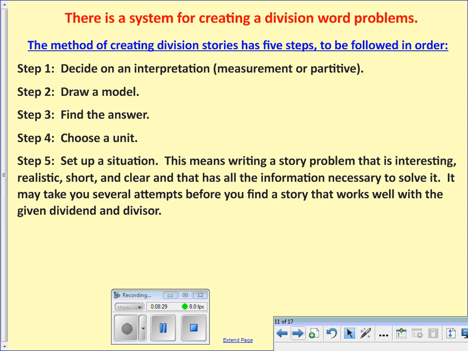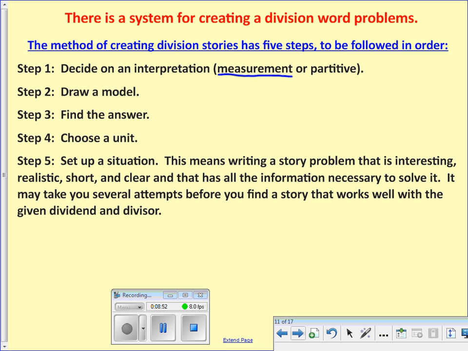Okay? So step 1, decide on an interpretation, either measurement or partitive. We're going to do measurement today. 2, draw a model. 3, find the answer. 4, choose a unit. 5, set up a situation. The situation is where you get to be creative, engaging, thoughtful, interesting.